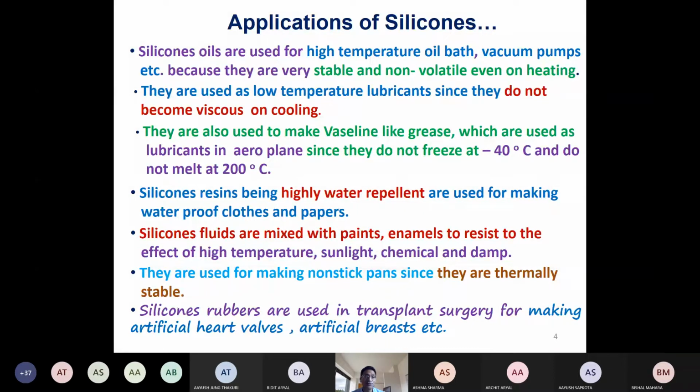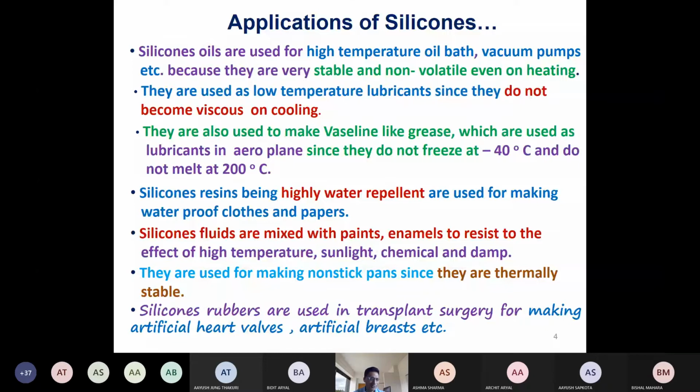And they are used for making non-stick pans. Since they are thermally stable, the pan coated with silicones is very expensive compared to a pan coated with Teflon. Because they are highly stable in comparison to Teflon, the non-stick pans are used for heating. In this pan, we can put different types of food for frying, especially for frying purposes.